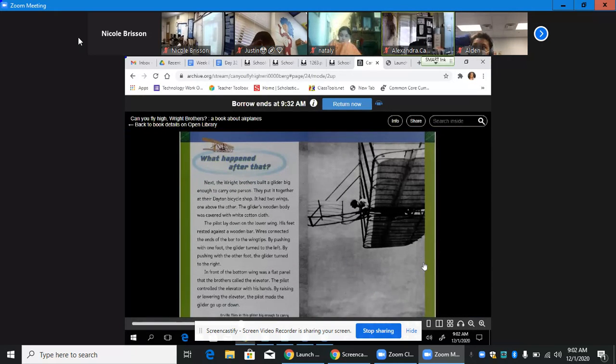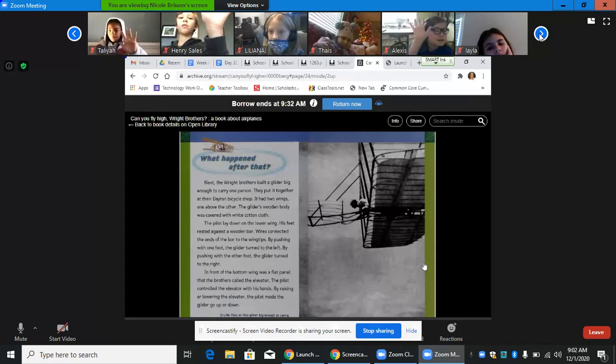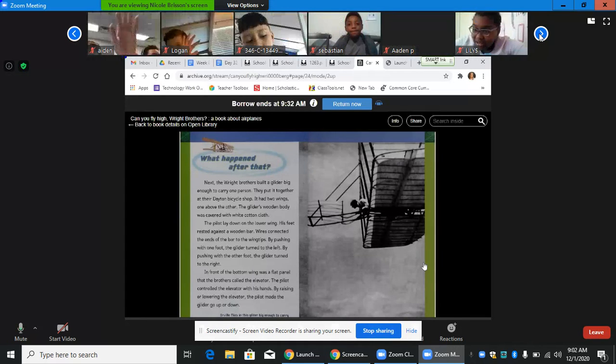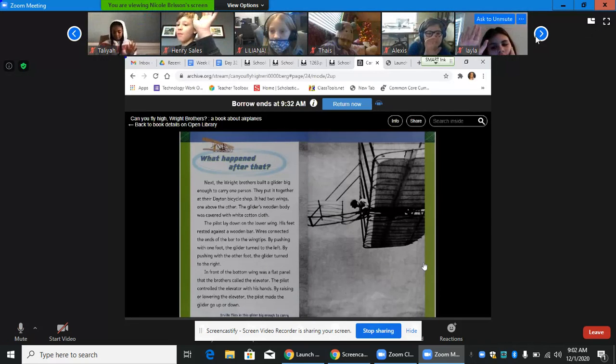Raise your hand if you would do that. Anyone at home, would you do that? I don't think I would. I don't know if I could. Bryson in here said he would. Anyone at home? Alden said he would. Henry and Talia and Alexis have said, oh, we've got some brave friends. And Aiden and Logan and Layla.